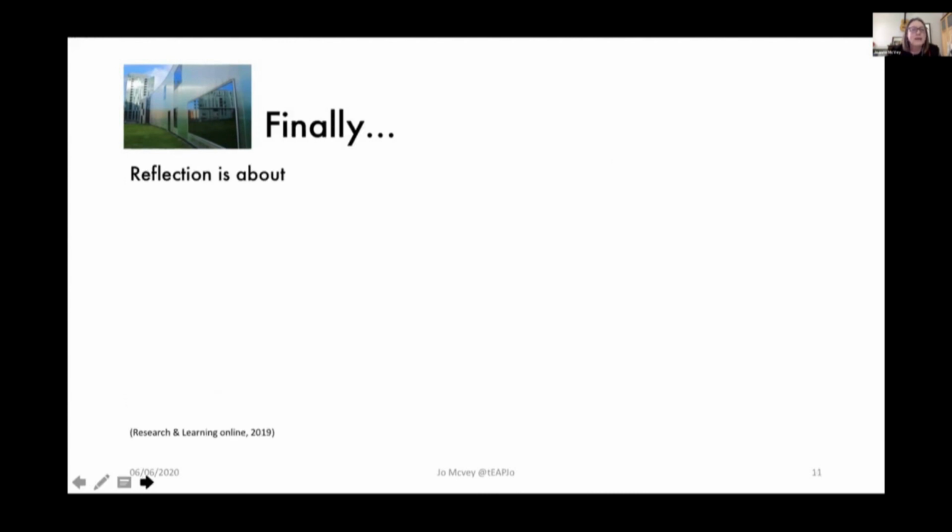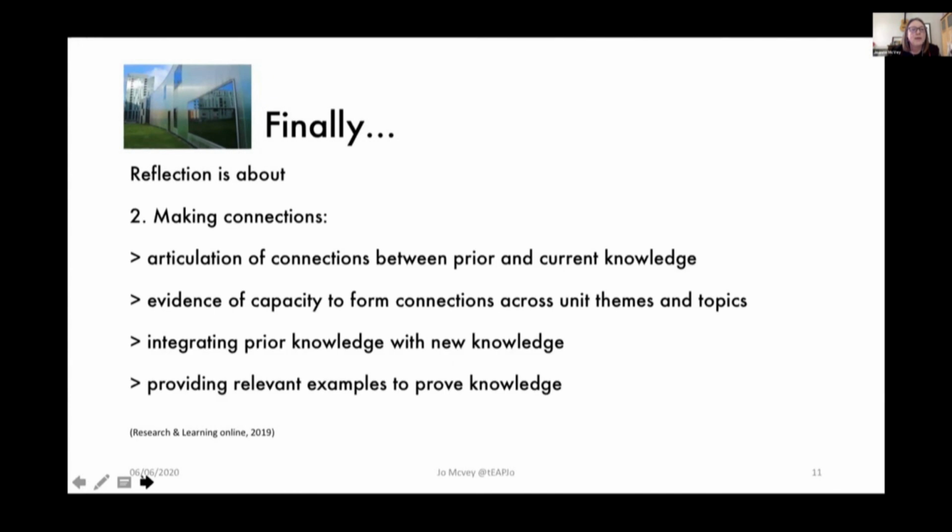And finally, reflection is about making connections. So you're connecting between what you thought you knew, or what you assumed you knew, or going back to the earlier word, your prejudices about what you thought you knew, and the current knowledge that you've gained. And if we go back to that idea of being critical and analytical, you've gained that knowledge and now you're moving forward.